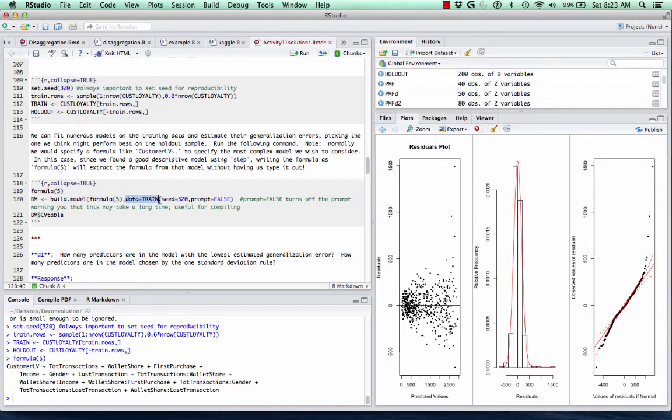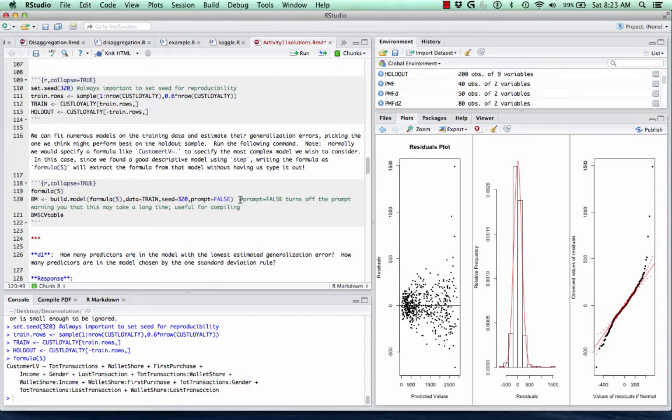I'm going to make sure to build this on the training data. Make sure data equals train is always going to be what you're putting into the build.model function. Seed equals 320, because it's estimating the generalization error with repeated k-fold cross-validation. It's a random procedure. You want to be able to reproduce the results, so set the random number seed along with the argument here. And then prompt equals FALSE is important for knitting.